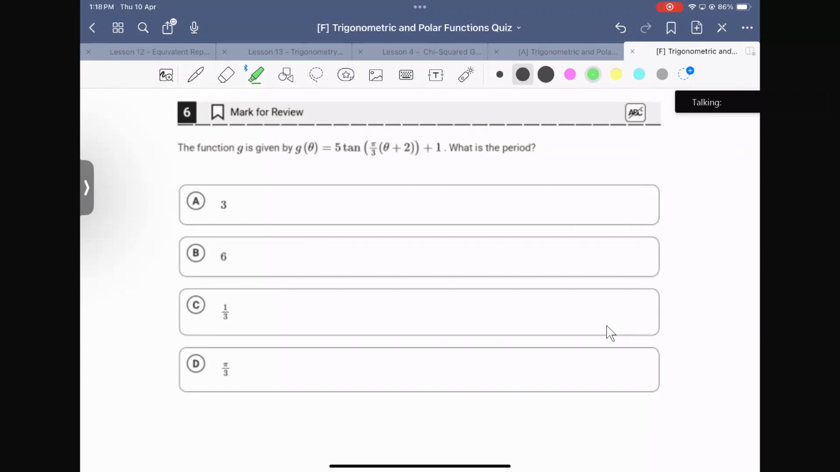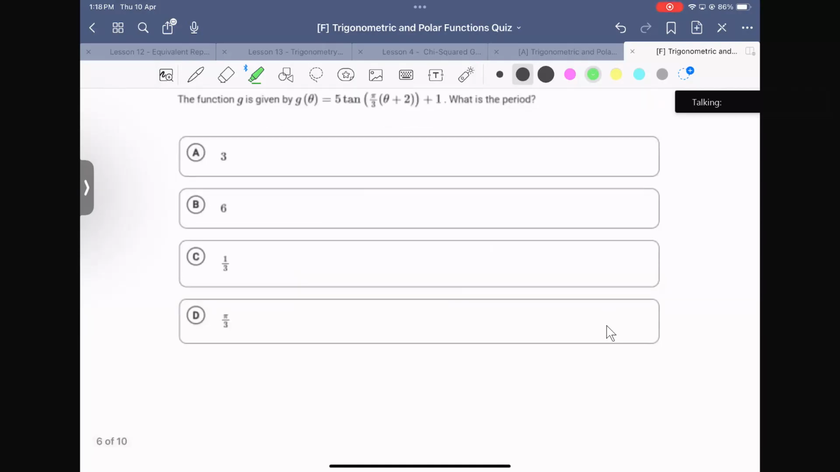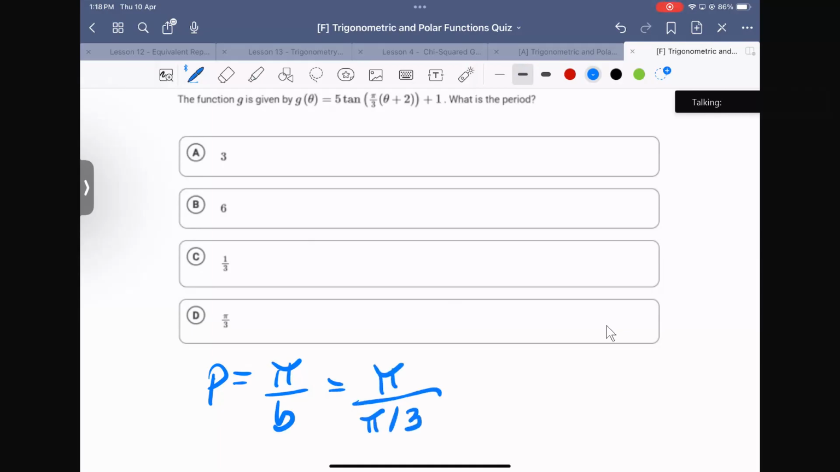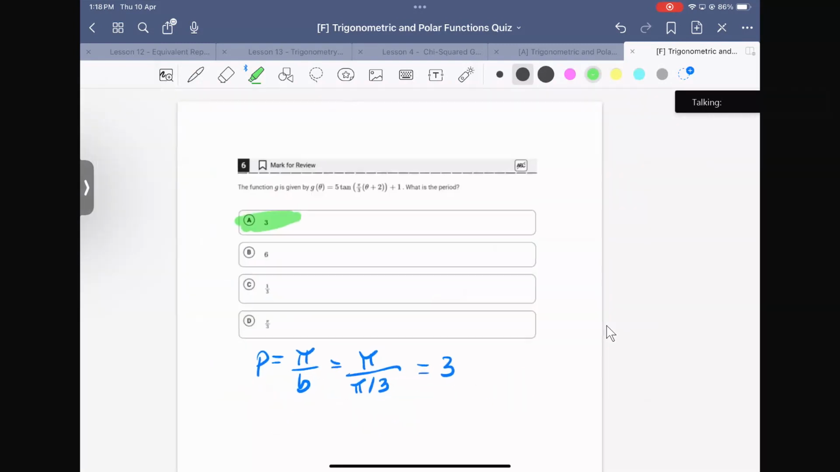Okay, so G is given as, ooh, this is fun. All right, what's the period? So this is a tangent function. The period of a tangent function is pi divided by b. So that is pi divided by, and b is simply pi over 3, which is going to equal 3. A. Hope you got that one right.